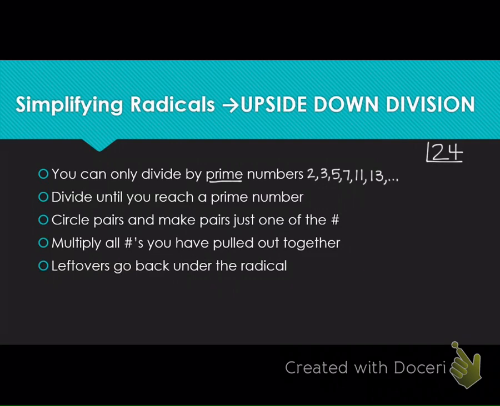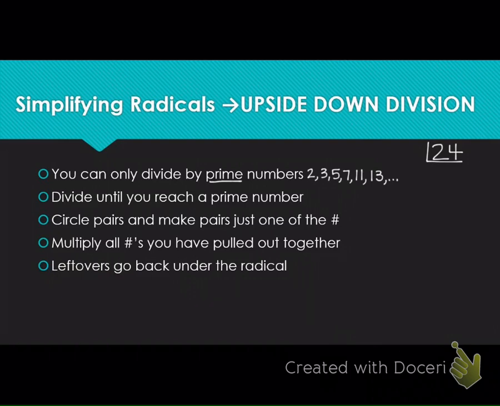So when we're doing upside down division, we're going to divide by only prime numbers. Now, we're going to continue dividing until we reach a prime number. So you're going to hear me after every time we divide, I'm going to say, is this prime? If it's not, we're going to keep going. But once we hit a prime number, we'll stop dividing, and then we will circle the pairs and make pairs just one of that number. So here's, if you've ever been to a wedding and the pastor said that these 2 people are getting married and they are becoming one, all right?